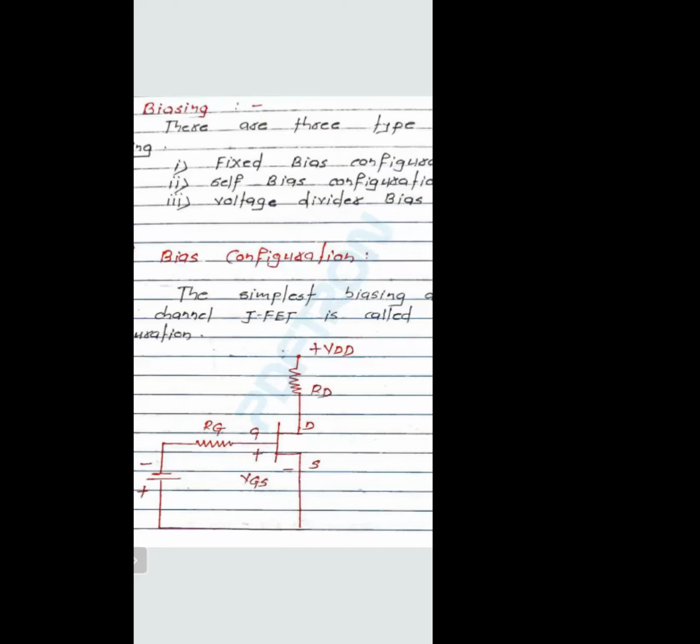So we don't need the RG, and that's why we eliminate the RG. Why? Because IG is 0, which indicates that the voltage across RG is also 0. How? See, VRG equals RG into IG. IG is 0, so everything is 0. So we eliminate the RG as seen here.